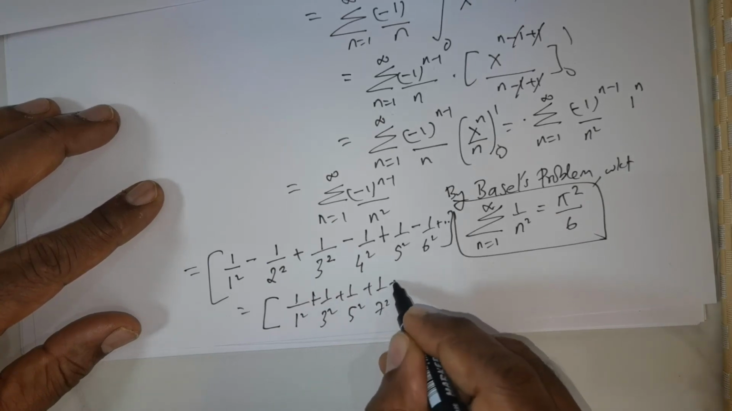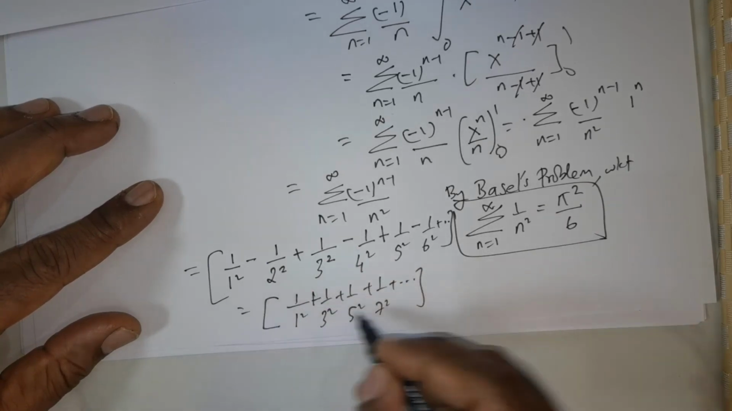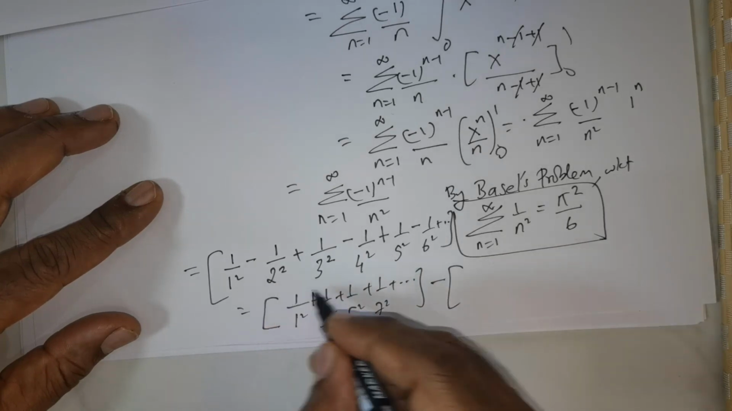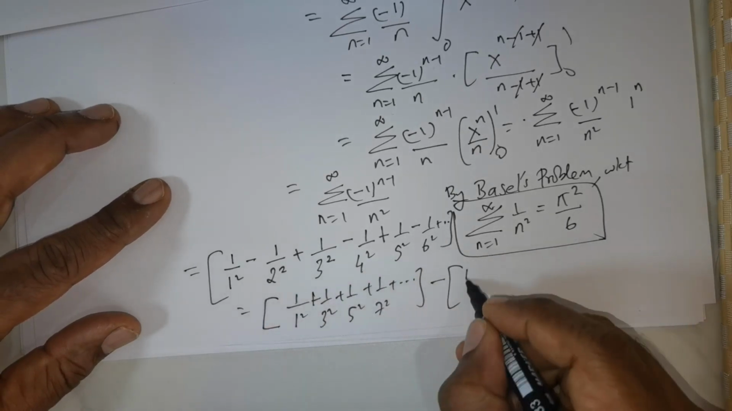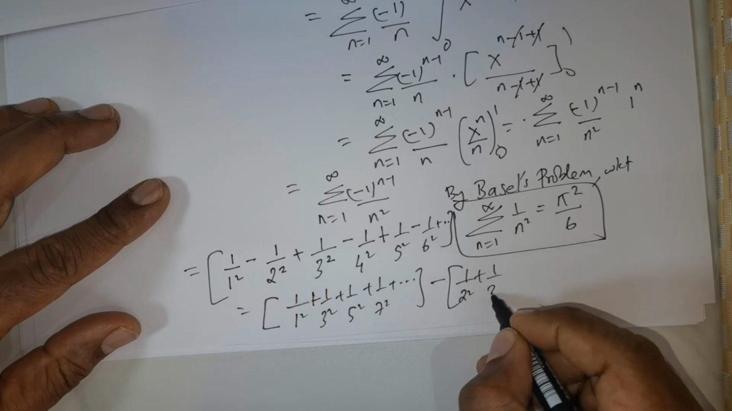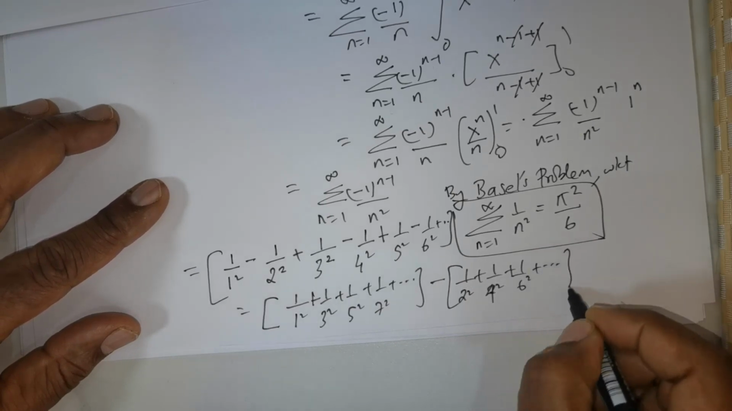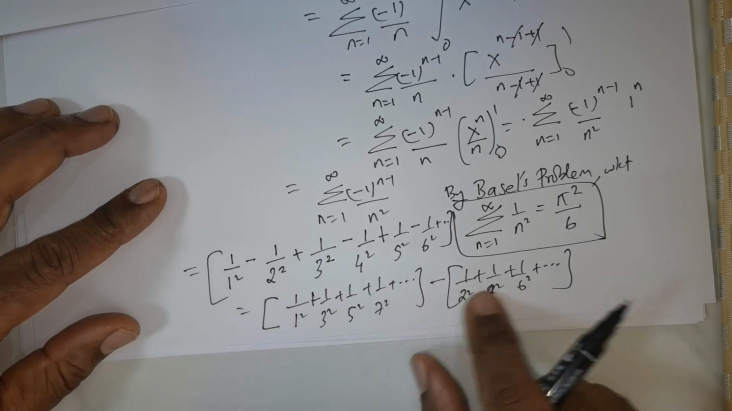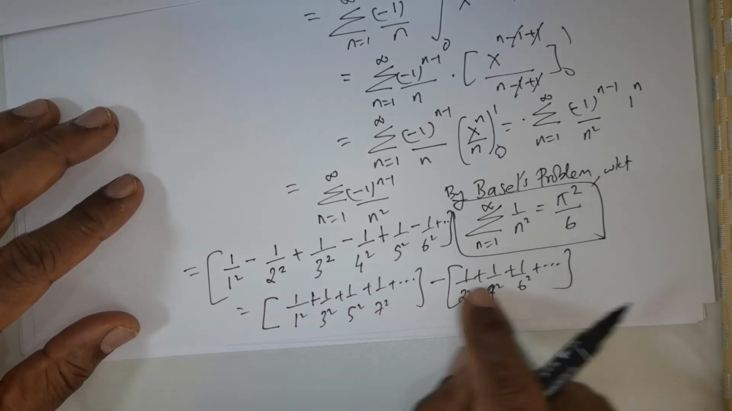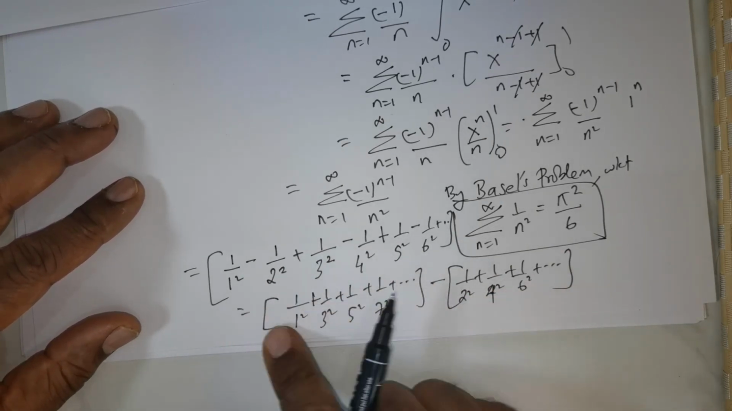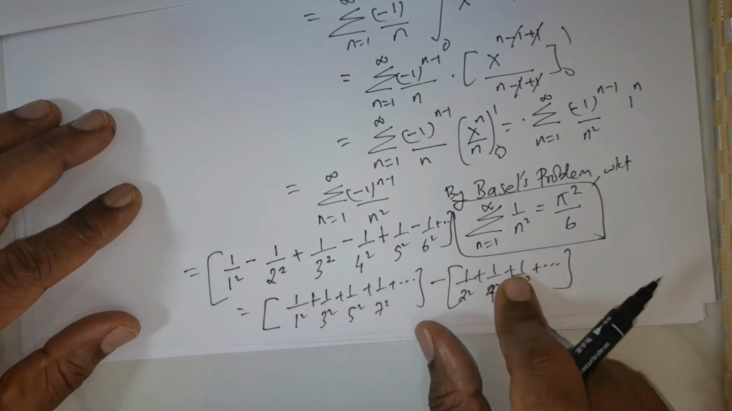Plus 1 over 7 squared, plus etc. These are all odd values. And these are all the even values, all negative quantities. So 1 over 2 squared plus 1 over 4 squared plus 1 over 6 squared plus etc. So from the odd values I have to take away the even values. Now the question is, what does the odd sum amount to and what does the even sum amount to?